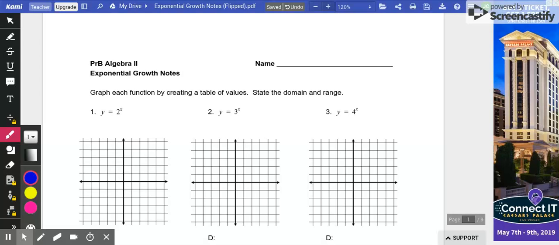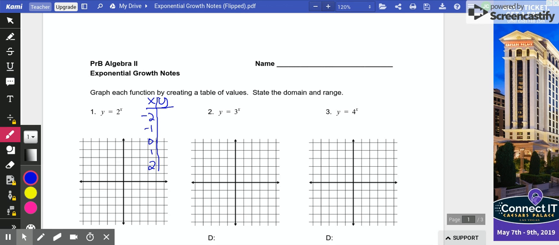We're going to start today by graphing these three functions and seeing what they have in common. We're going to create a table of values for them. So we have y equals 2 to the x, y equals 3 to the x, and y equals 4 to the x. So we'll start by creating a table of x, y values. And I'm going to use -2, -1, 0, 1, and 2.